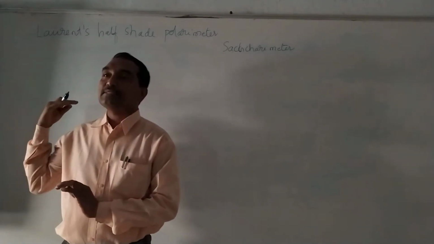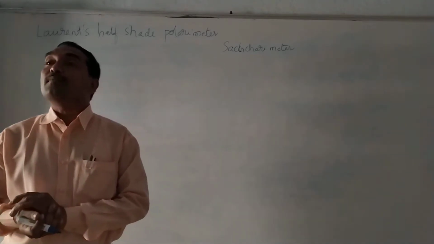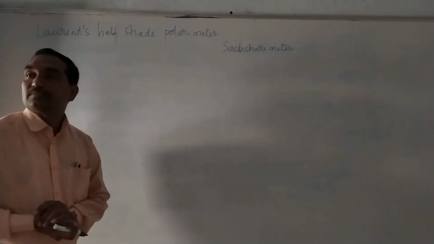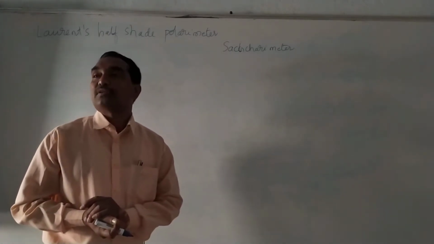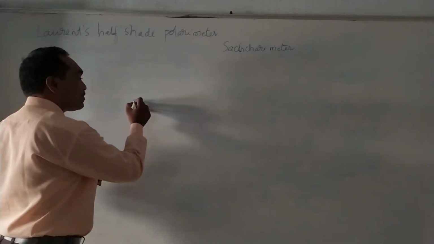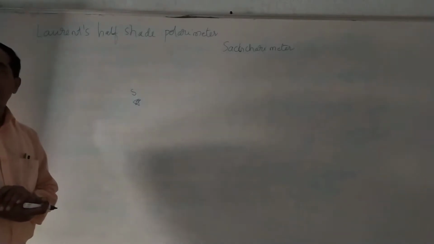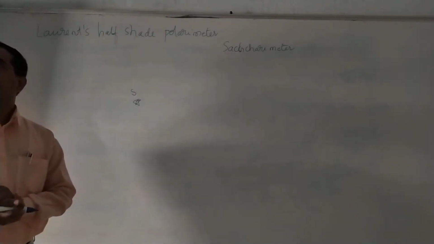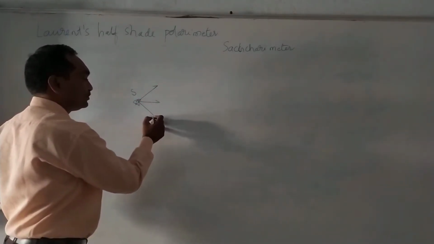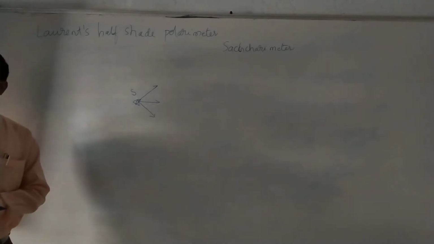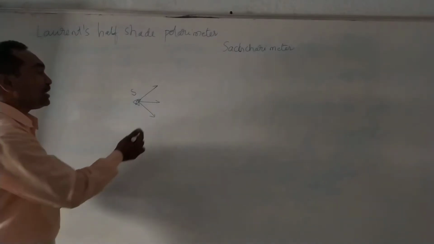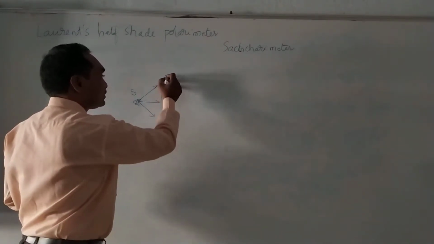Now we will discuss this Lorentz half-shade polarimeter. By using this, how can we determine the concentration or angle of rotation? This half-shade polarimeter contains a monochromatic light source, because some light is required. From this source, light rays will move in all directions. But a parallel beam or a narrow beam of light will be required. For this purpose, we have to take a convex lens.